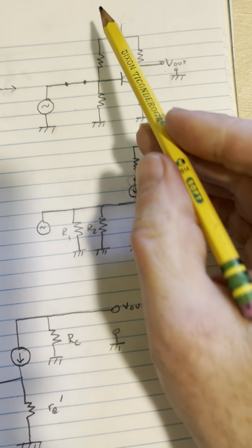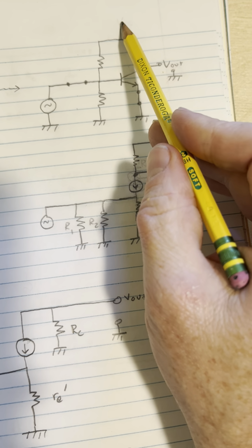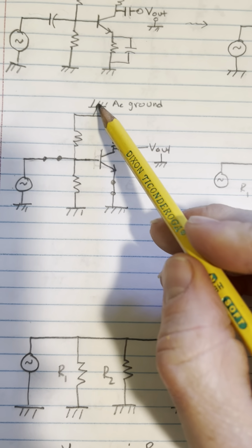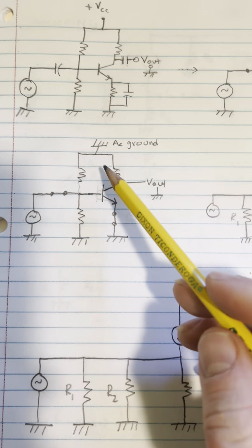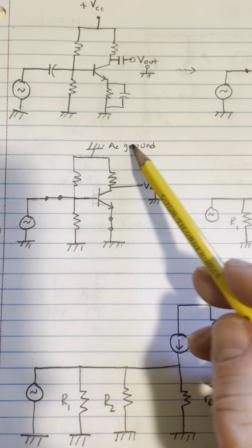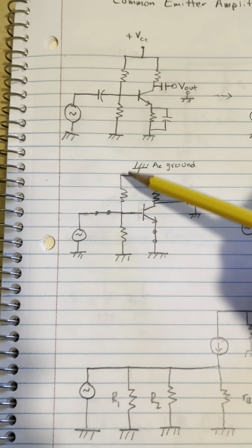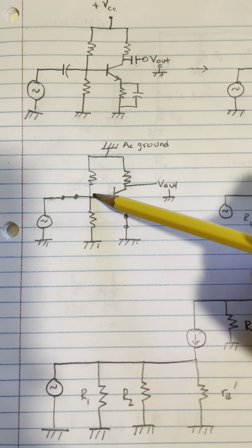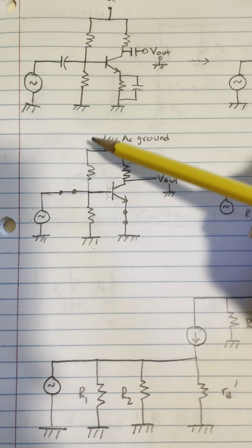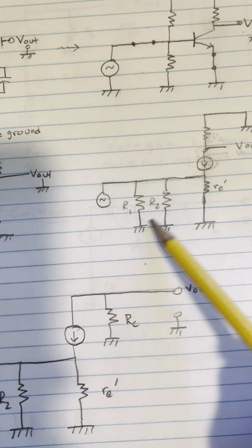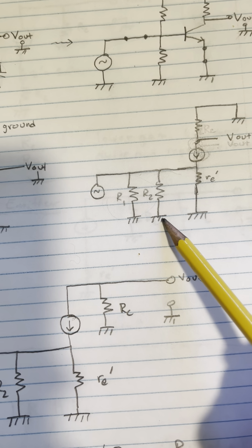Because the next step is we're going to realize that any constant voltage in AC equivalent is equivalent to ground. So the top voltage, which is VCC plus in DC, is equivalent to AC ground. So this point is tied to AC ground. Now, since this resistor is connected to AC ground and this resistor is connected to ground, these are both parallel to each other. So we rewrite the diagram this way, with R1 and R2 both going to ground and parallel to each other.